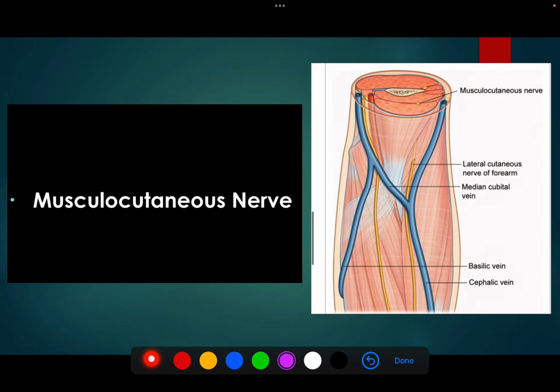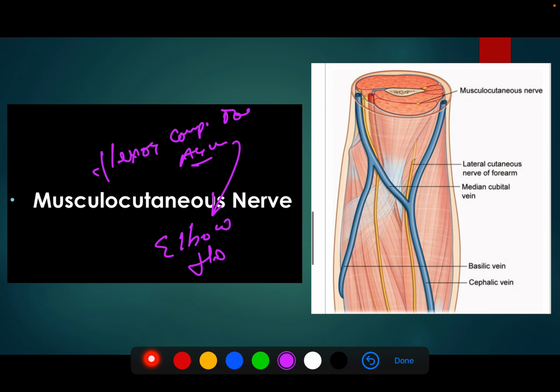Now let's go to the musculocutaneous nerve. Look at here, musculocutaneous nerve. You can see over here, this nerve is supplying the flexor compartment of the arm, right? So that means it is causing elbow flexion plus supination. This is the function of my musculocutaneous nerve. So look at here, where is the musculocutaneous nerve? This is my biceps brachii muscle, this is the brachialis muscle. So my musculocutaneous nerve is between these two muscles, okay, anteriorly.